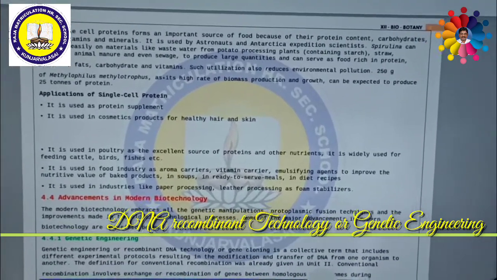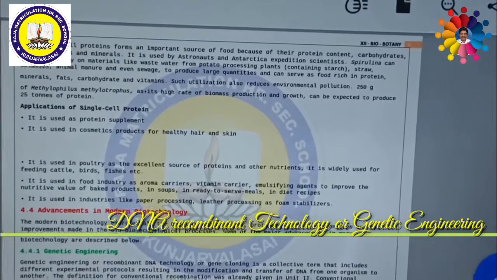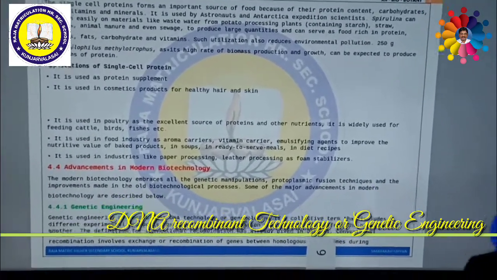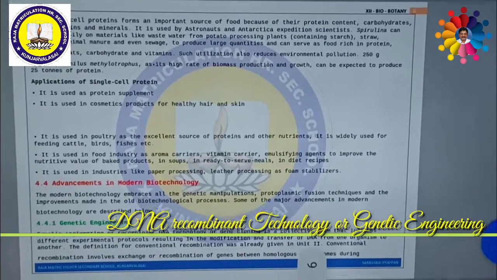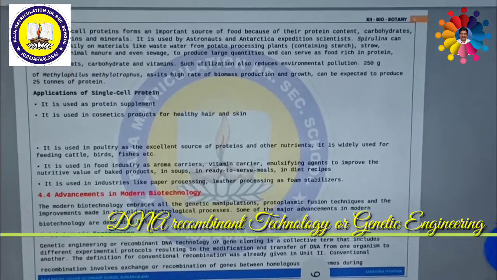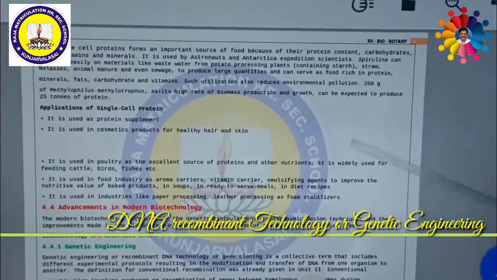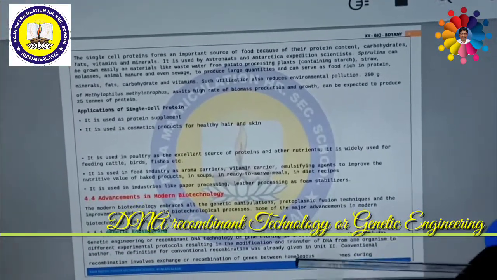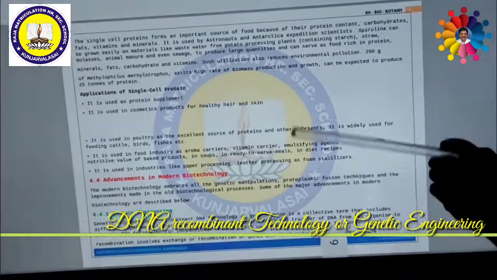So genetic engineering, recombinant technology or gene cloning are collective terms that include different experimental protocols resulting in the modification and transfer of DNA from one organism to the other. So here we are transferring a DNA from one organism to the other organism.